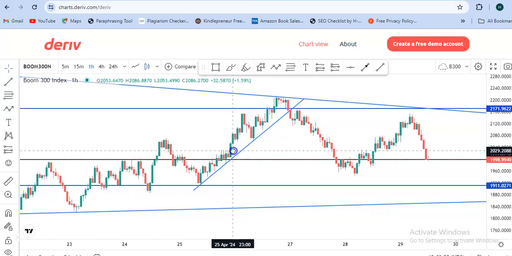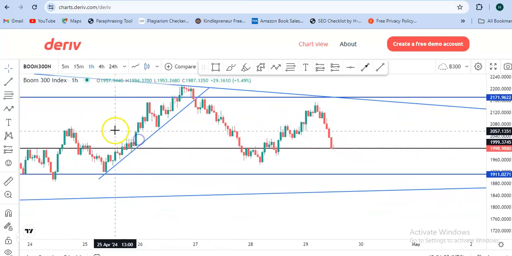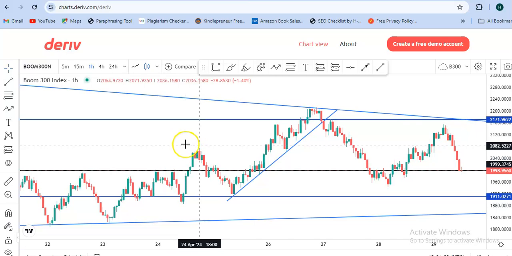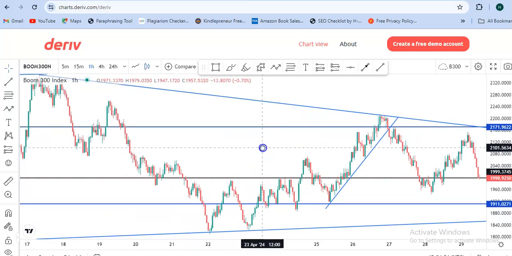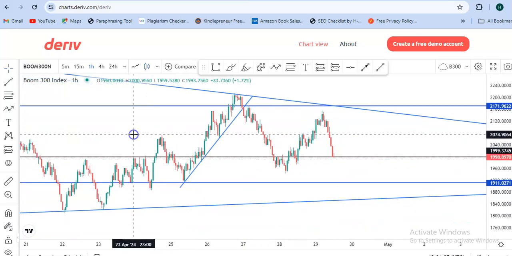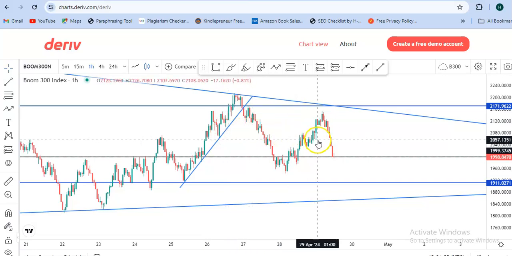So what I actually did to get the sales, because I sold Crash Boom 300 today and made that massive profit, was to go down to the 15 minutes. First of all, notice this movement.